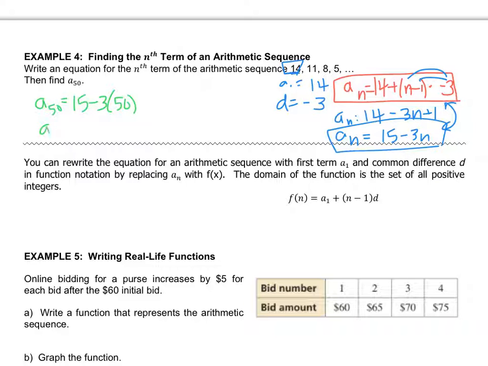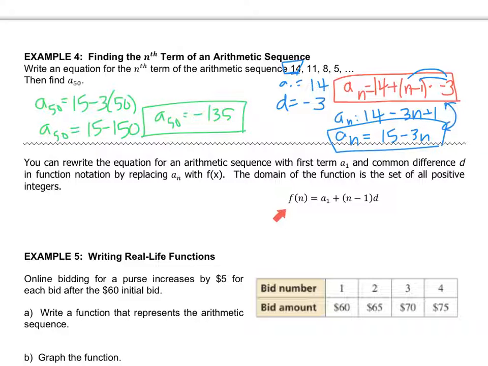So that's pretty simple. You just calculate. So this tells me that the 50th term is negative 135. Now, no one would ever keep subtracting 3, minus 3, minus 3, minus 3, 50 times. So this is a much quicker way of finding what that 50th term would be.